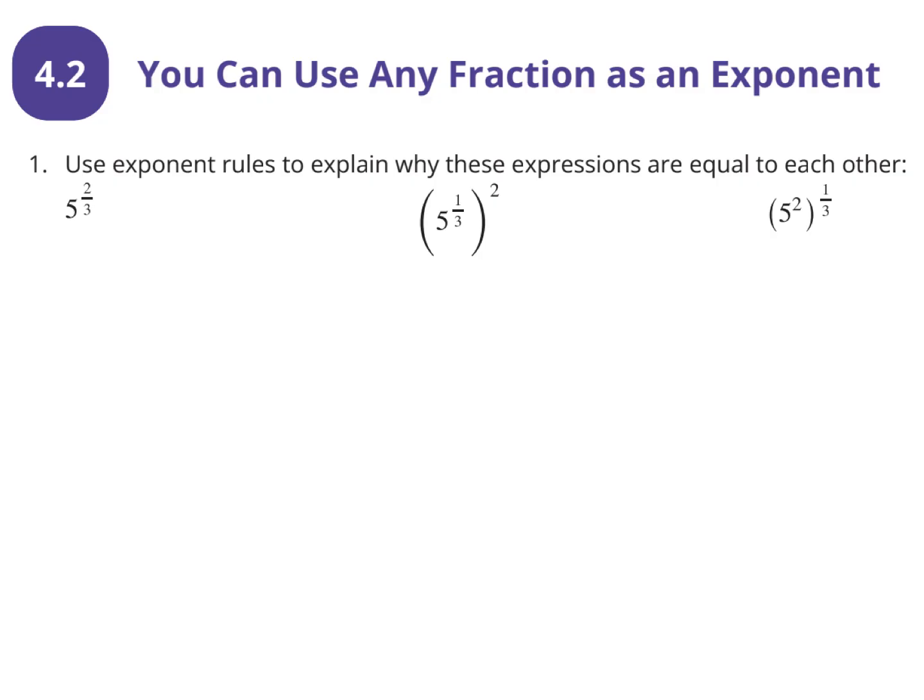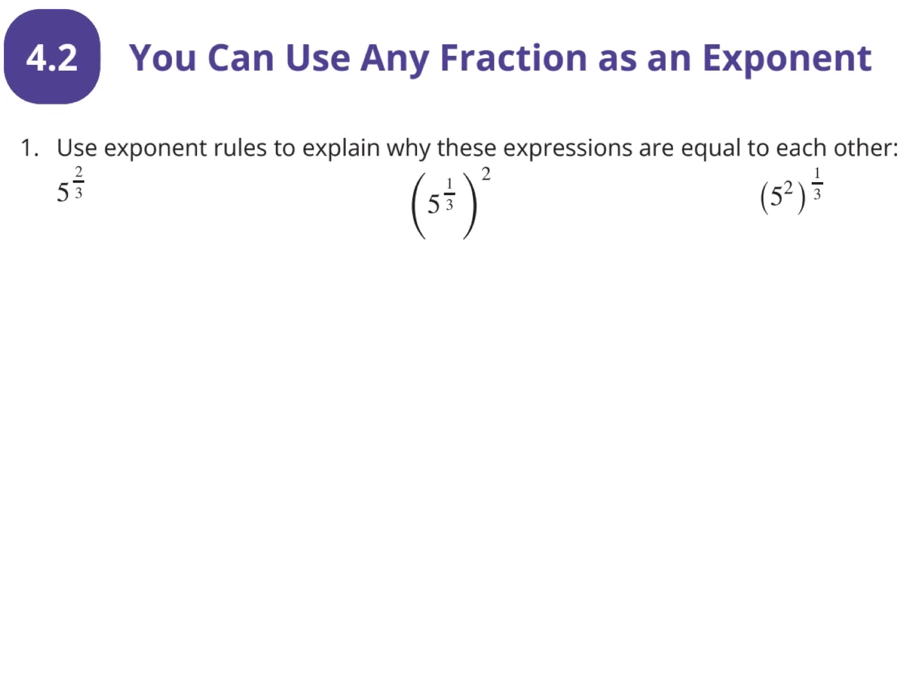Okay, 4-2, we're going to use exponent rules to explain why these expressions are equal to one another. So 5 to the 2/3. We can break a fraction up into 2 over 1 times 1/3. It's 5 to the 2 over 1 times 1/3. So we can do 5 squared to the 1/3. We can do 5 to the 1/3 squared.